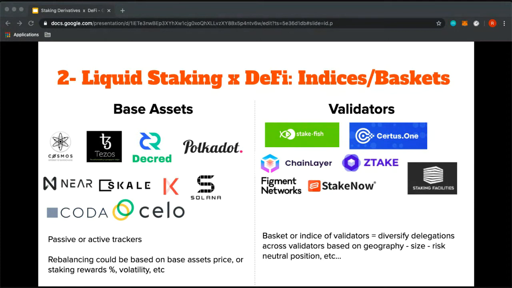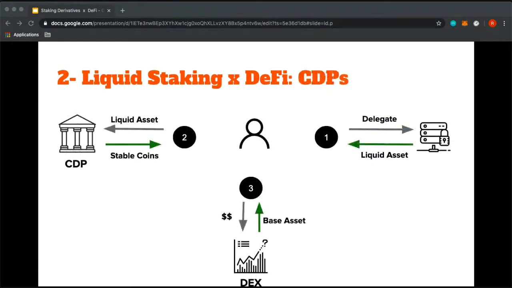So these indices are the first layer of DeFi that we could add using liquid staking, and this is something that is probably going to have a lot of use cases in the future. There are a lot of things to be built using these. The second application is basically CDPs.